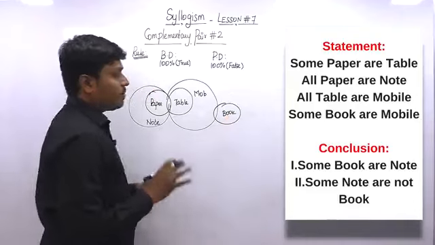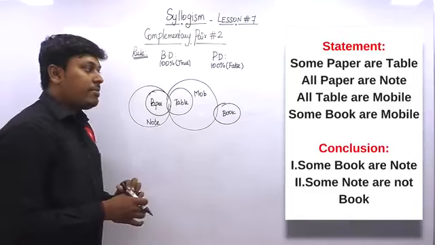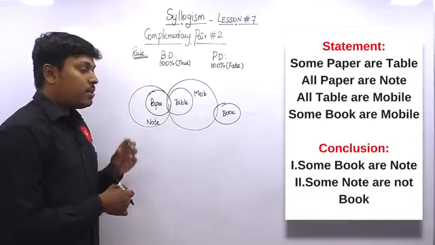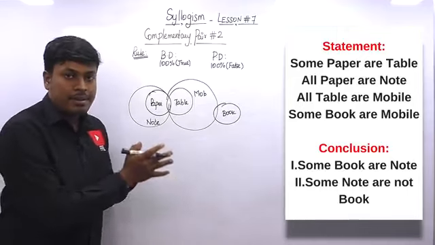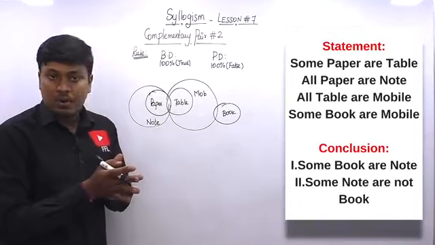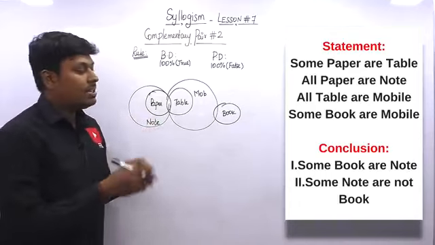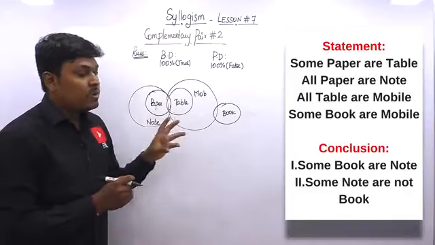So finally we have drawn the Venn diagram for the given statements, which is called the basic diagram. So now let me move on to the conclusions. Conclusion number 1, some book or note. Conclusion number 2, some note or not book. So it looks like a complementary pair, that is some A or B and some A or not B. So you don't need to consider conclusion number 1, some book or note. Better leave that conclusion and concentrate on conclusion number 2, some note or not book.